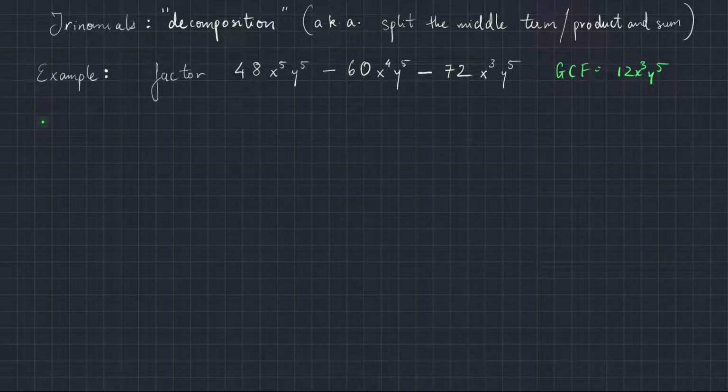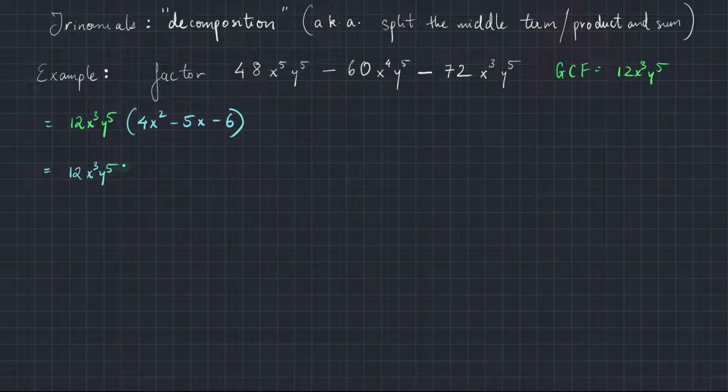When we factor out this greatest common factor, 12x cubed y to the 5, we get 4x squared minus 5x minus 6. Now we are only going to work on the trinomial that's inside this bracket without really bothering about the greatest common factor that's outside. We expect the end result to look something like 12x cubed y to the 5 times something times something. And now our goal is to find what this is.